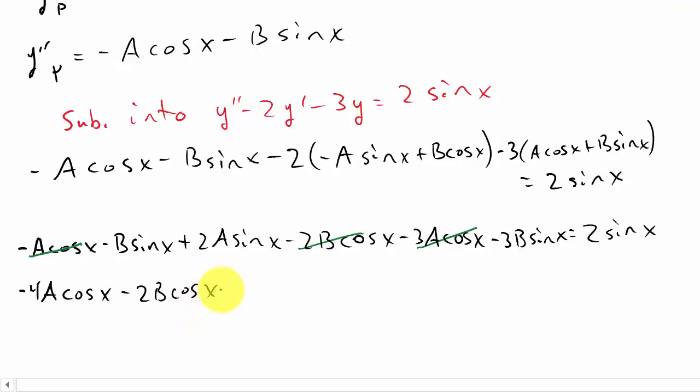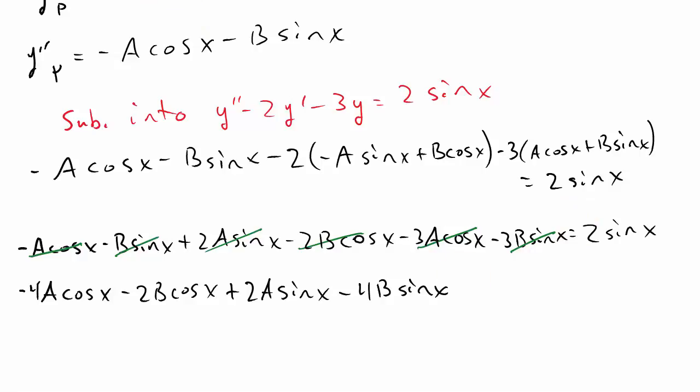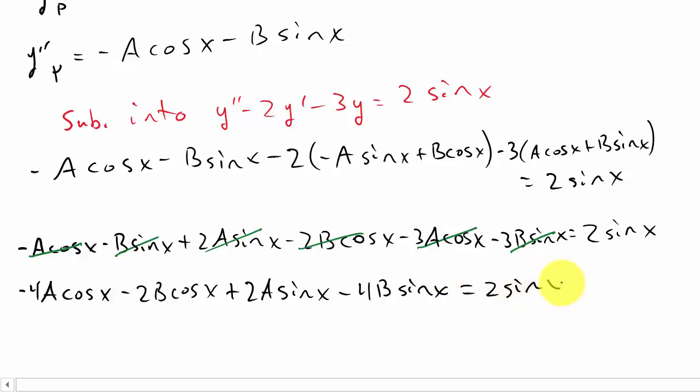Alright, now let's work on the sine terms. So I have a plus 2a sine x, so that's going to be plus 2a sine x, and that takes care of that one. And then I have a minus b sine x and a minus 3b sine x, so that's minus 4b sine x, and that takes care of that one and that one, and so that is equal to 2 sine x.